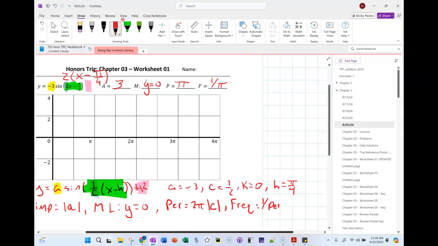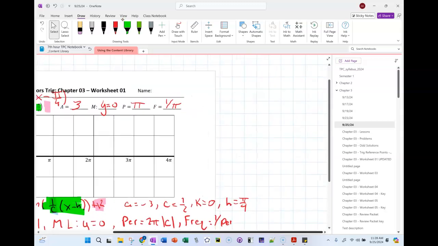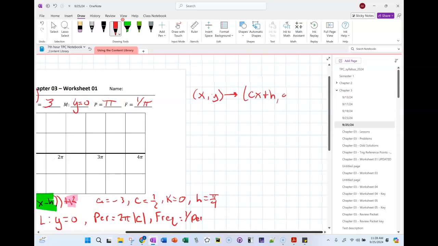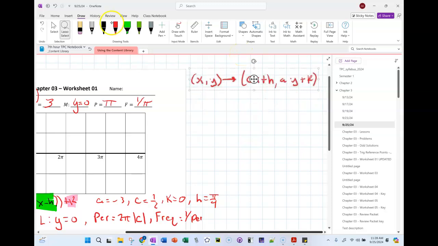Everybody's okay? So the first thing we did was we found those A, C, H, and Ks. We used those to figure out our amplitude, midline, period, and frequency. Now what we want to do is generate our points for our function. So I'm going to use my general formula, Cx plus H, Ay plus K.